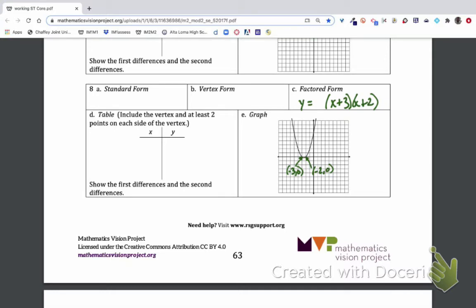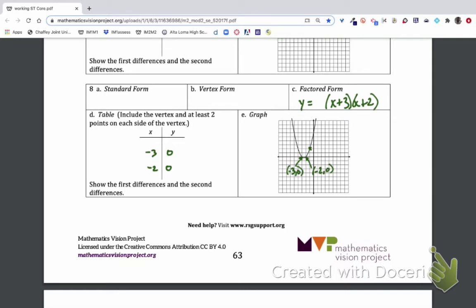So at this point, it might be helpful now to create some points, and I can start to build some of those points on the graph. We can see here that we have -3, 0, and -2, 0. That helps. I need to figure out what's happening at this -1.